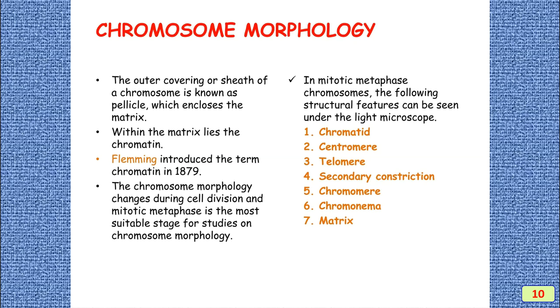And the chromosome morphology: the outer covering or sheath of the chromosome is known as the pellicle, which encloses the matrix. Then within the matrix lies the chromatin. Flemming introduced the term chromatin in 1879, and it changes during cell division. And in mitotic metaphase, the following structural features of the chromosomes can be seen.